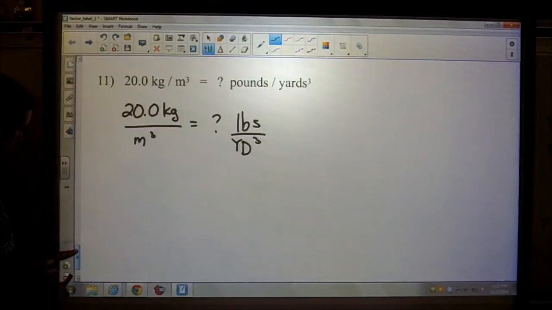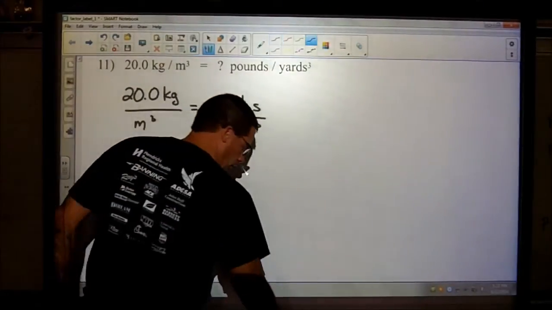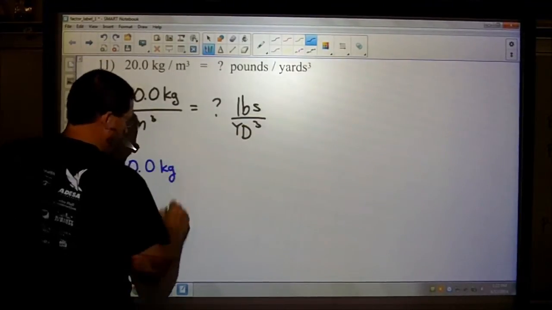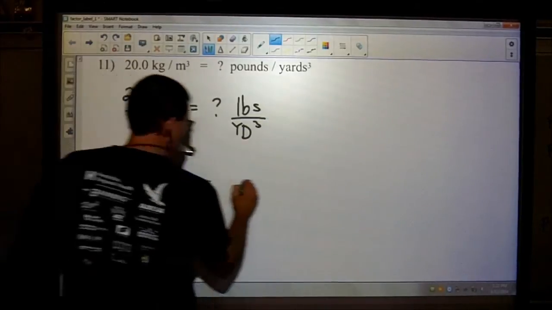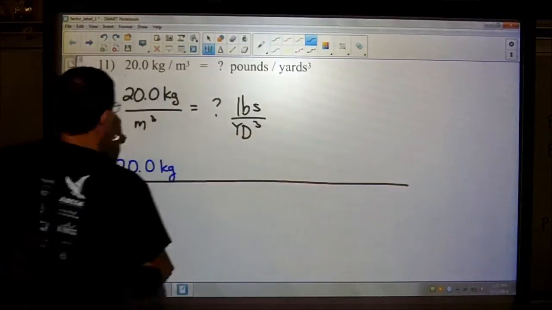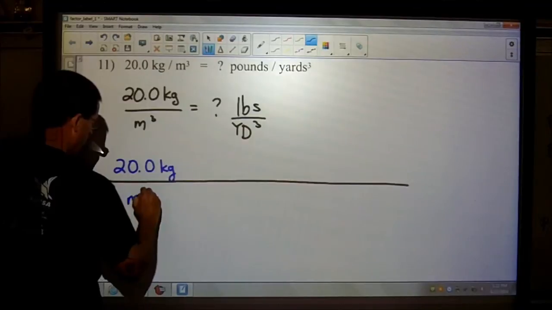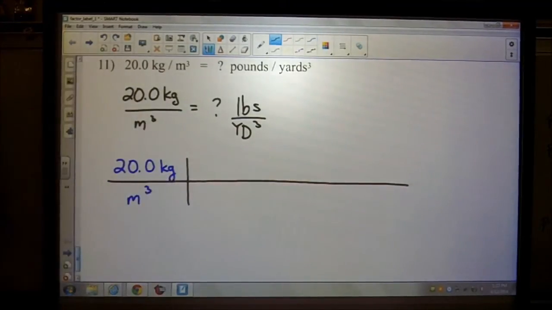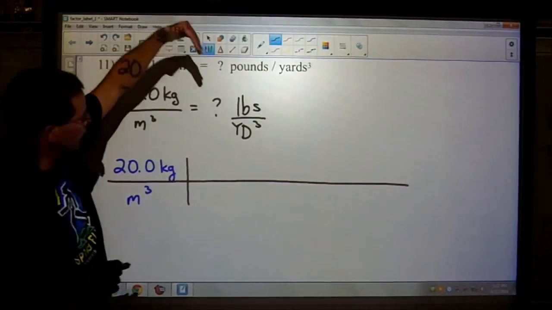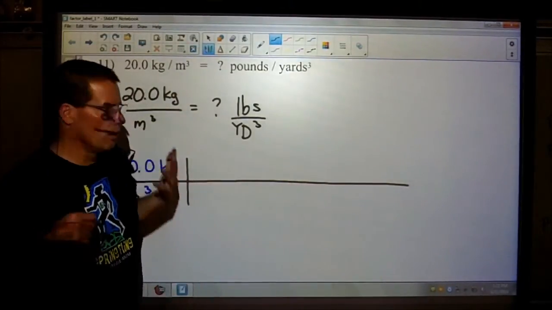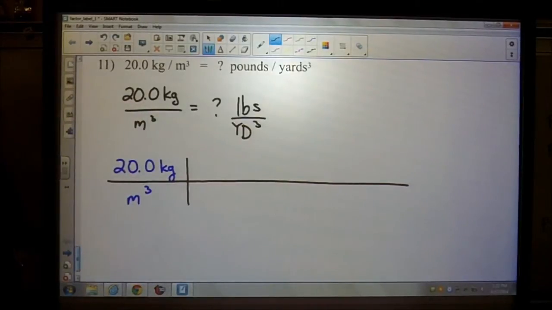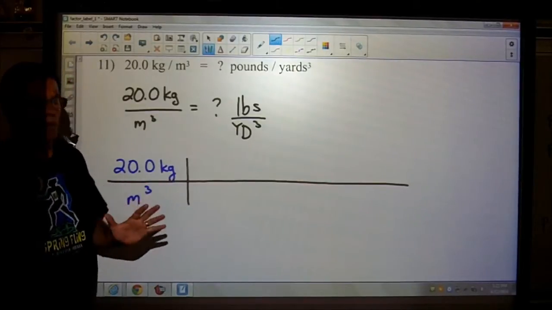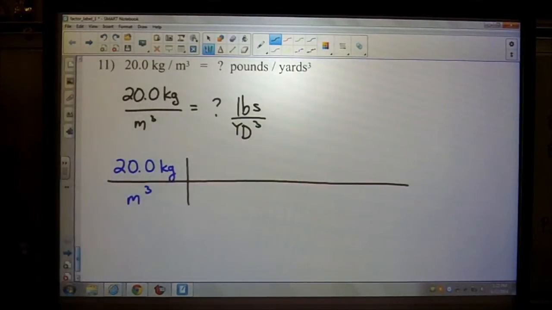So again, start off with what you know. So in this case, we know we have 20 kilograms, and that is per meter cubed. All right. So again, doesn't matter which one you start with. We're going to convert the kilograms into pounds. And yes, I know that we all say that there's 2.2 pounds in every kilogram, but don't use that conversion. Make sure you show all the processes or the steps here.